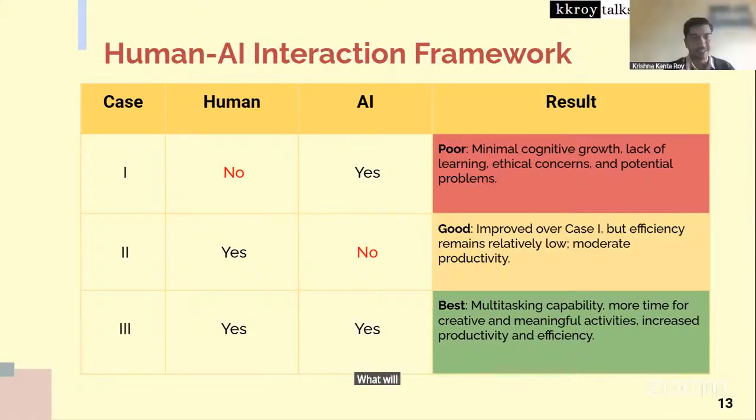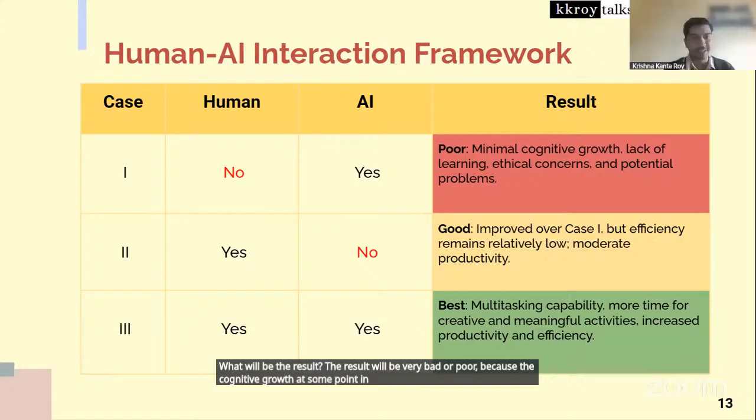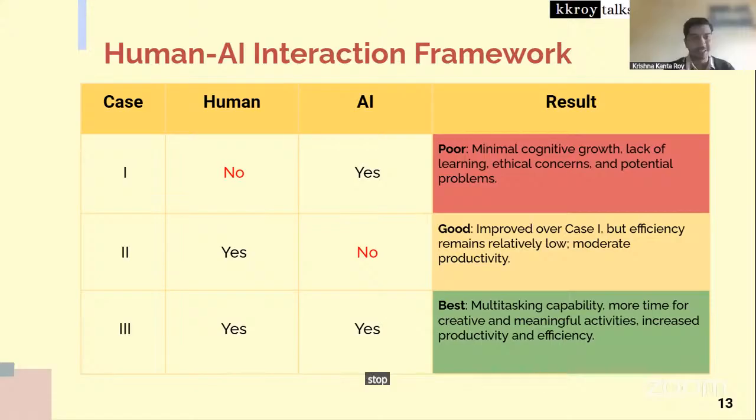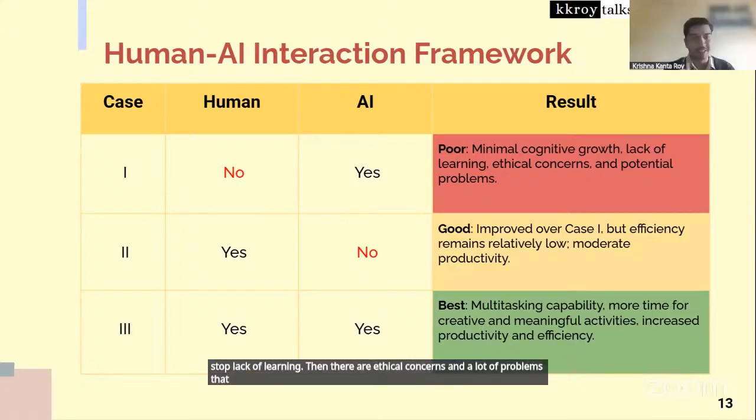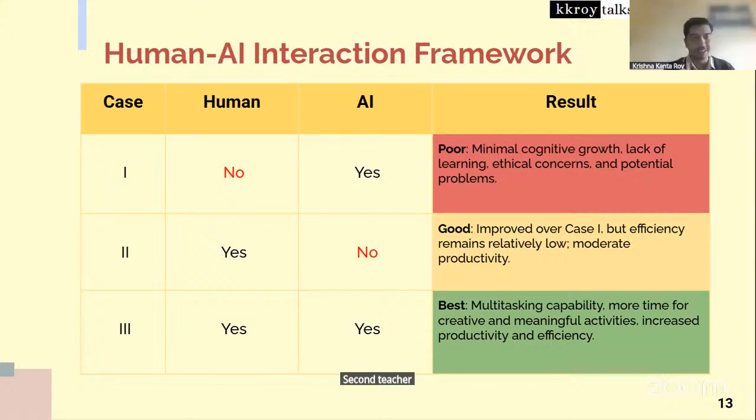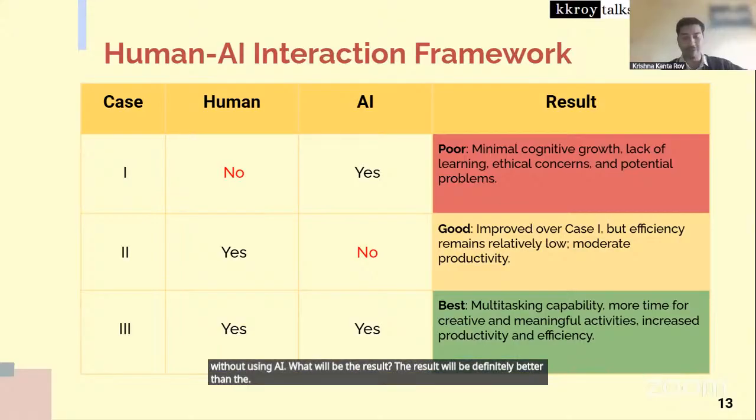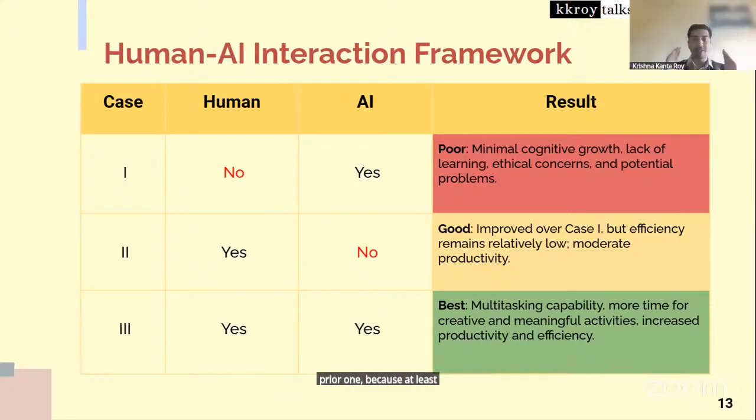What will be the result? The result will be very bad or poor, because cognitive growth will at some point stop, due to lack of learning. Then there are ethical concerns and a lot of problems that can happen. The second teacher will say, I have average intelligence, I know what is happening, I know I can do all my tasks without using AI. What will be the result? The result will definitely be better than the prior one, because at least the teacher is conscious enough to know what he or she is doing. So improved over the first case, but the efficiency remains low, with moderate productivity.